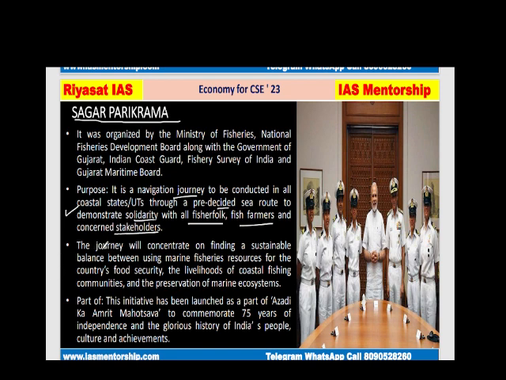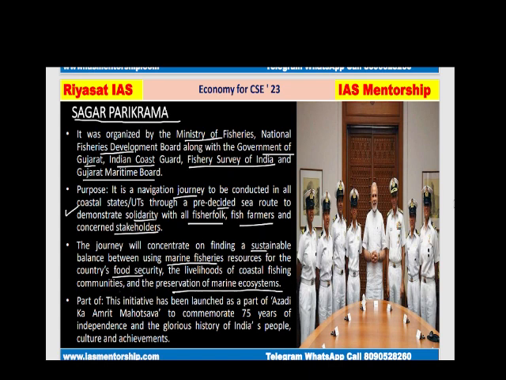Now the organizing agency will be Ministry of Fisheries, National Fisheries Development Board along with the government of Gujarat, Indian Coast Guard, Fisheries Service of India and Gujarat Maritime Board. Along with these 5-6 bodies, this Sagar Parikrama has been launched. Basically, the other aim is to find a sustainable balance using marine fisheries resources for the country's food security along with preserving the maritime ecosystem.